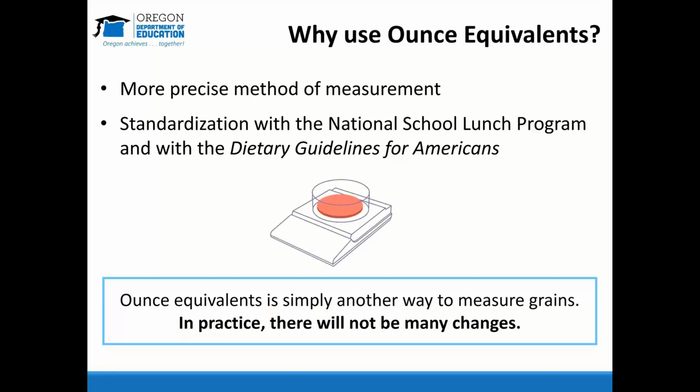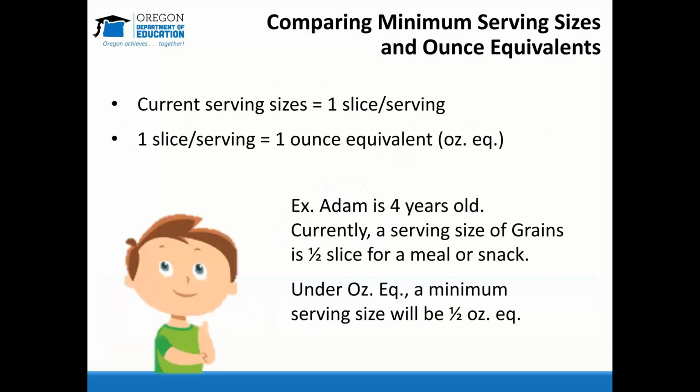And also, since it's already in use for the National School Lunch Program and in the Dietary Guidelines for Americans, it helps our sponsors to have one standard across different programs. And for those of you who aren't familiar with ounce equivalents, don't worry, it's simply another way to measure grains. And in practice, there won't be too many changes at all. So with that in mind, let's compare ounce equivalents to our current minimum serving sizes that we use in CACFP.